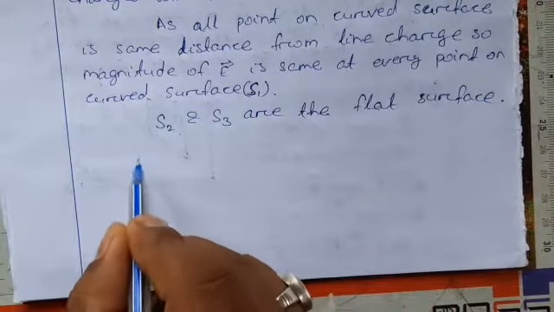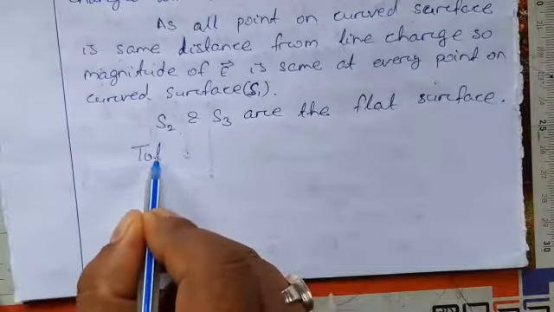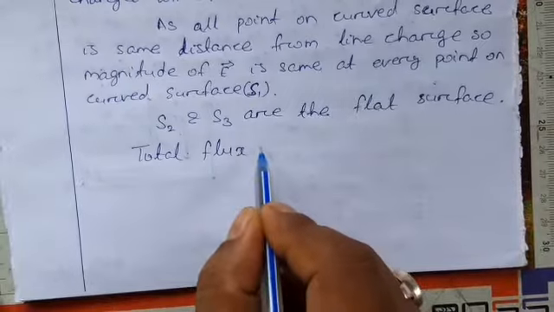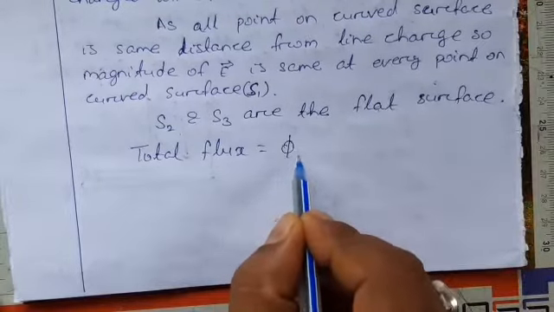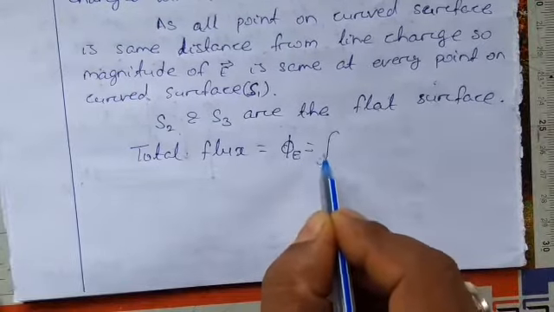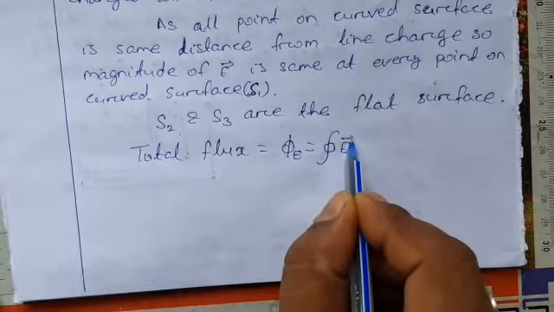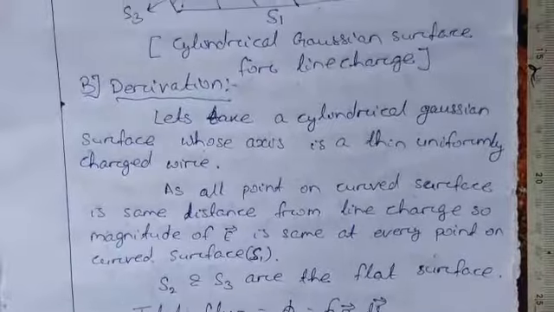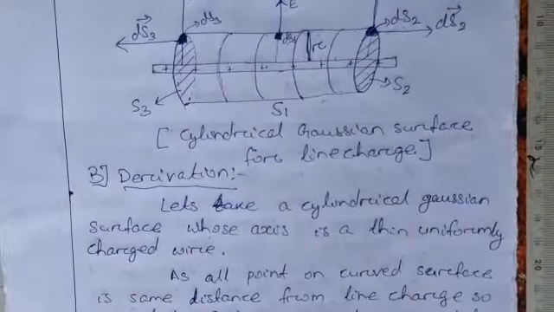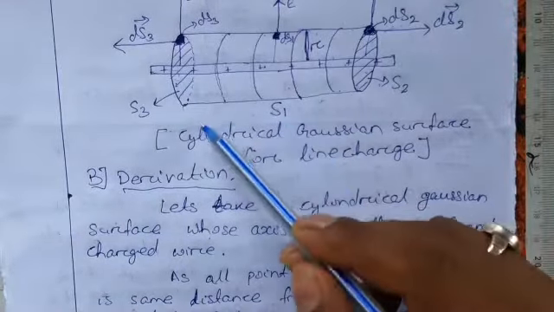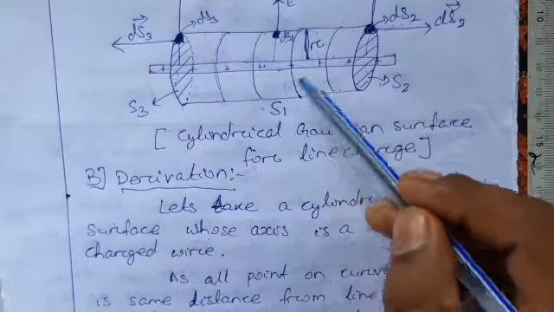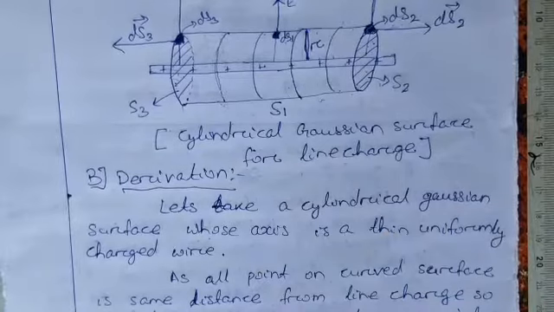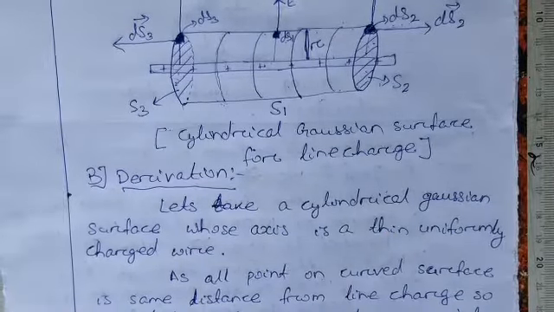So I can write total flux, or you can write total electric flux phi E equal to closed surface integration of E dot ds. See, ds means total area, but here I have divided three sections of area. One is curved surface area, another two is flat area. So I will take three different additions of area.